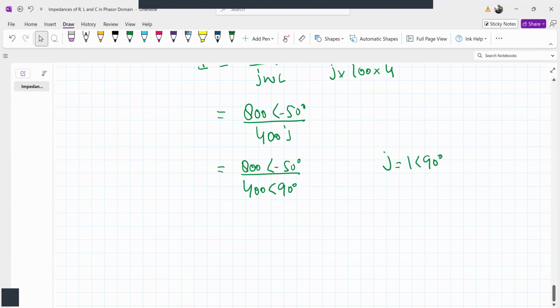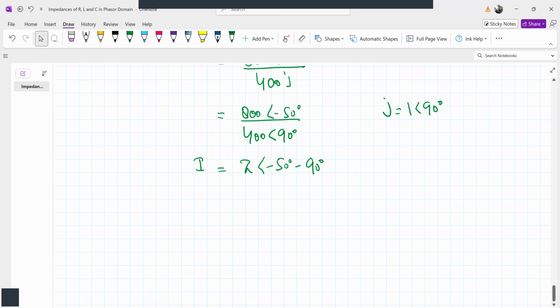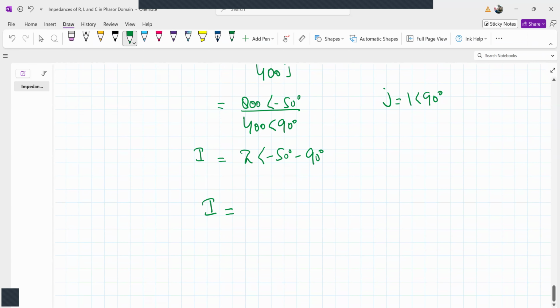Okay, so 800 and 400. If you divide 800 by 400, that will be equal to 2 at an angle of, what we do with phases in division, we subtract the phase. Minus 50 minus 90. So this is our I phasor. I phasor is simply 2 at an angle of minus 140 degrees. That was the first part of this problem.